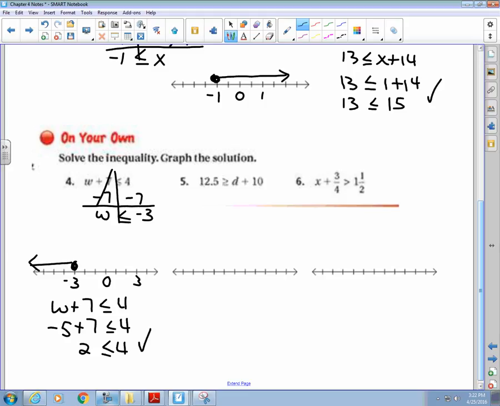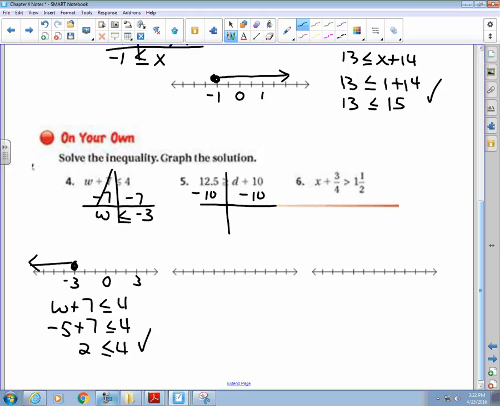Check mark. Number 5: 12.5 is greater than or equal to D plus 10. So I see my variables on the right-hand side. I need to get rid of that plus 10, so I'm going to subtract 10, do the opposite on both sides. All right, so I'm going to do that.